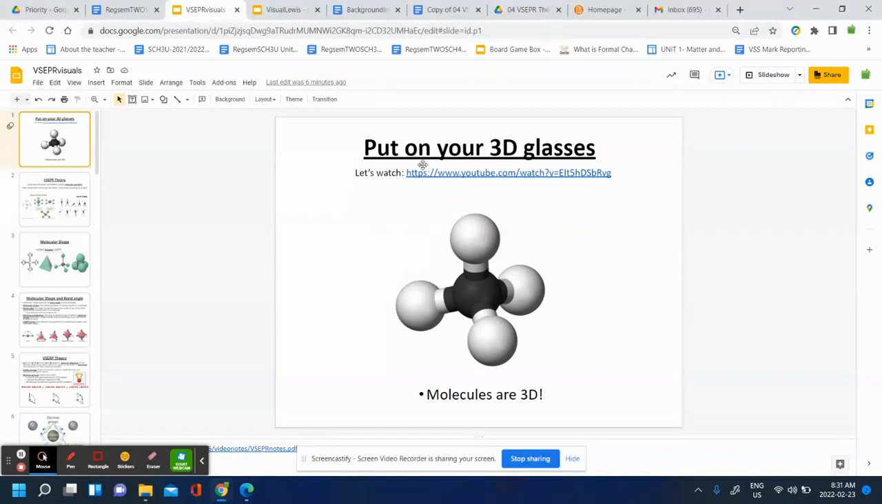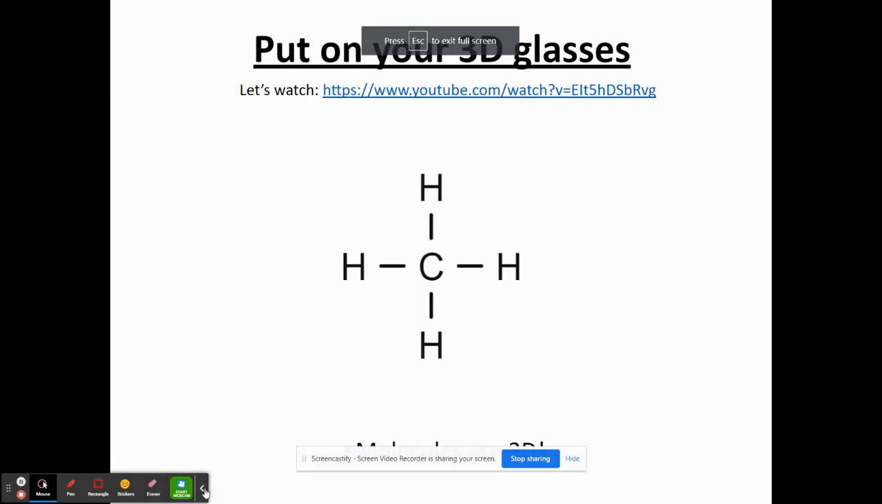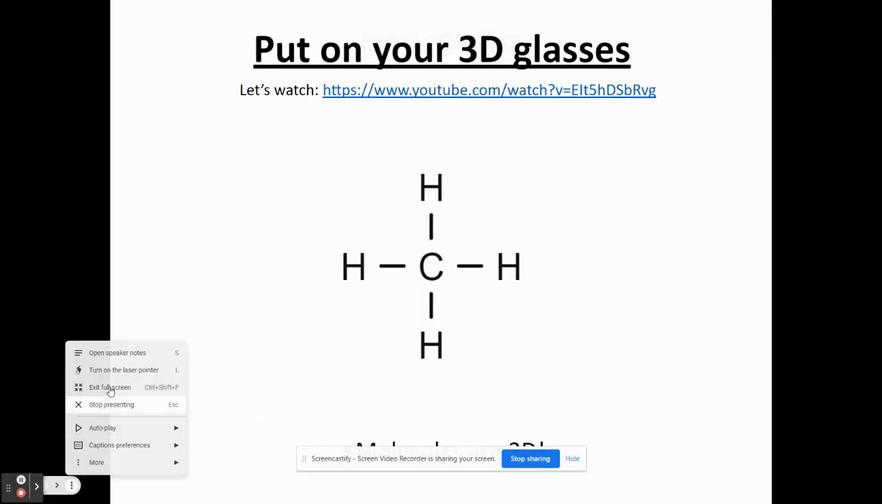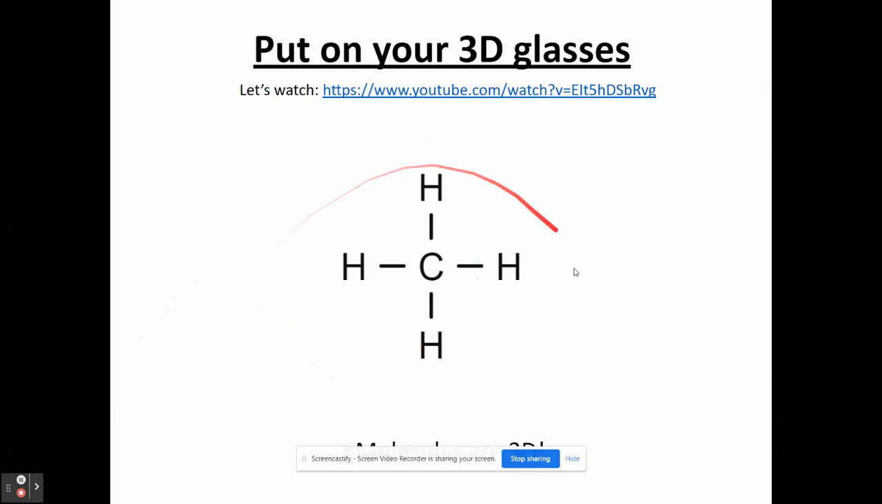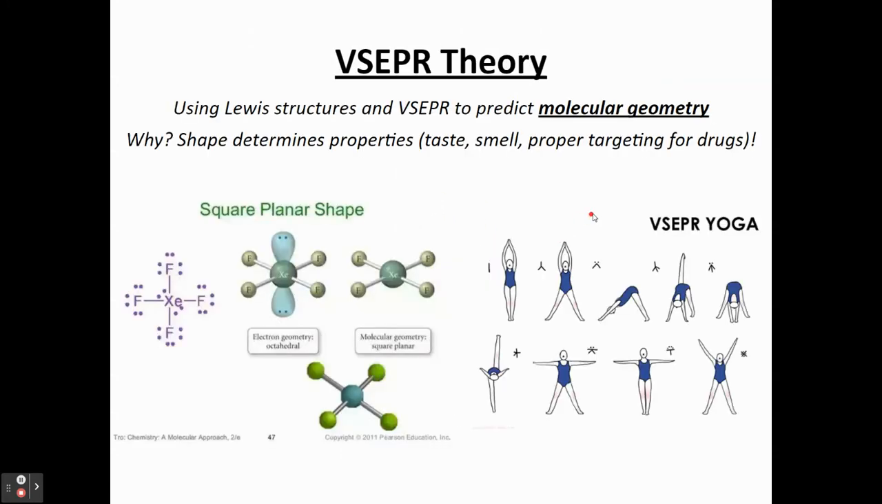You have a lot of visuals that you can use to learn VSEPR theory, and because it is a visual lesson, you do need to come and see some of these images. So here we have our Lewis structure for methane that we just saw, and we are going to see that molecules are actually three-dimensional, so they look more like this. And so you can see some bonds might come towards you, away from you, depending on how you rotate the molecule, but there's ways to represent that.